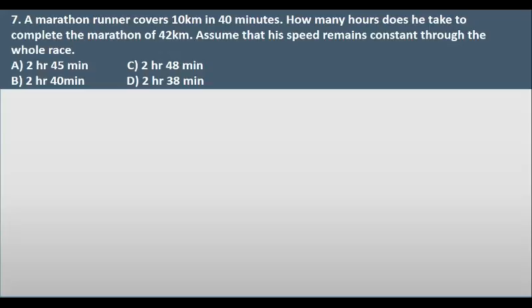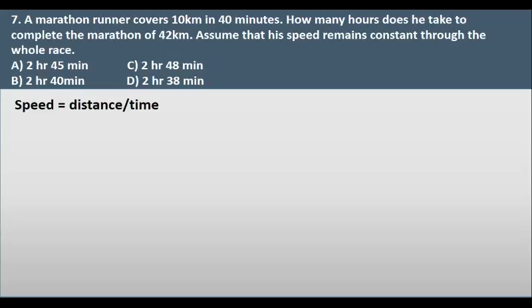Let's see how to approach the problem. It has been given that the runner covers 10 kilometers in 40 minutes. Thus, we would be able to calculate the speed of the runner from this case. And it is also given that we need to assume the runner's speed remains constant throughout the race. Thus, we can find the time he takes to complete the race by the formula distance by speed once we find out the speed.